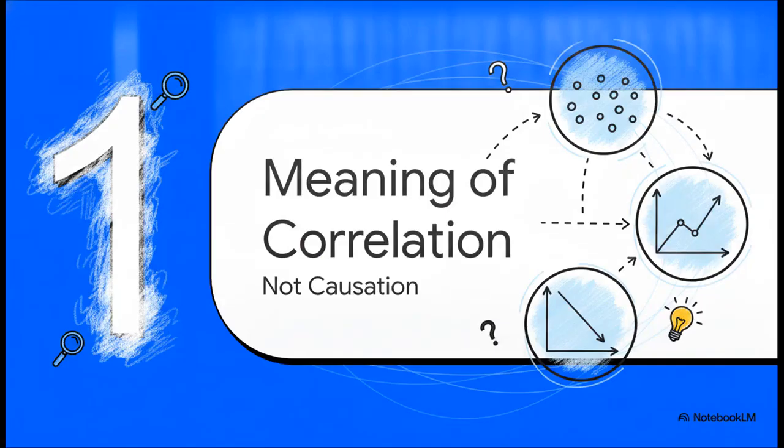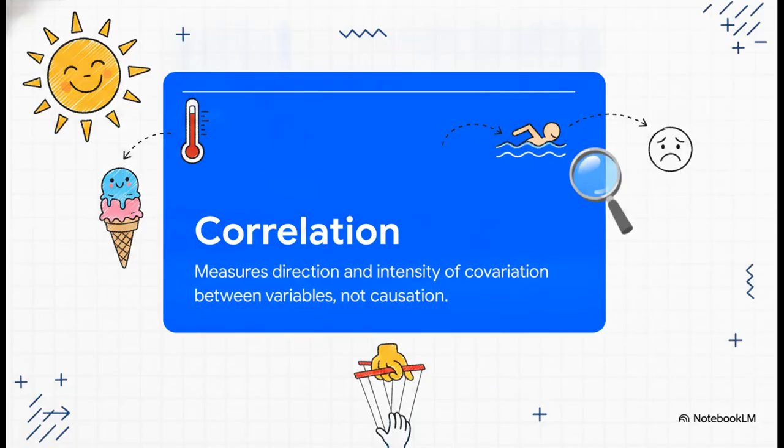Section 1. The meaning of correlation, not causation. So the absolute most crucial thing to grasp here is that correlation is just a means for systematically examining the direction and intensity of covariation between variables. Basically, it measures how things move together. But, and this is a massive but, it literally never implies cause and effect. Think back to our ice cream example. The reality is that a third variable, rising summer temperatures, is actually causing both the brisk ice cream sales and the higher number of people swimming, which unfortunately leads to more drowning deaths. Temperature is the hidden puppet master driving that high correlation.